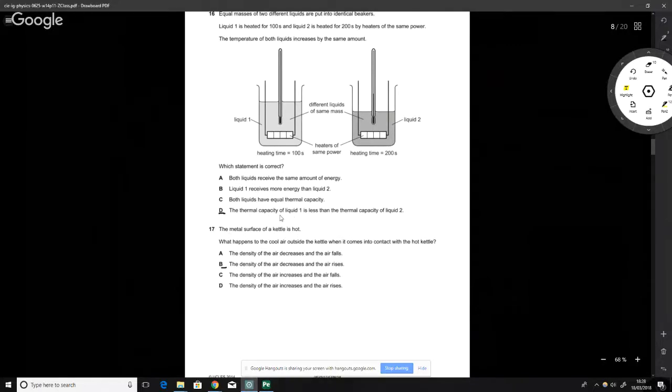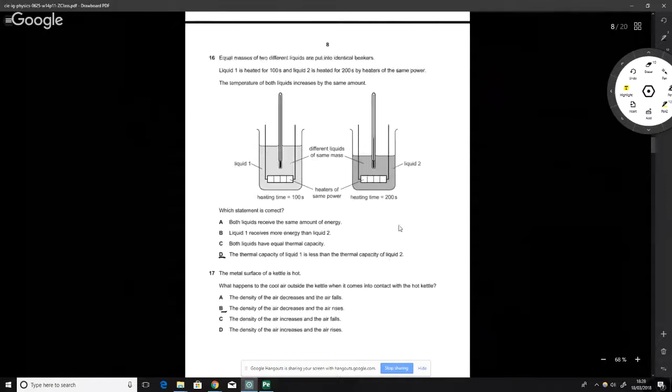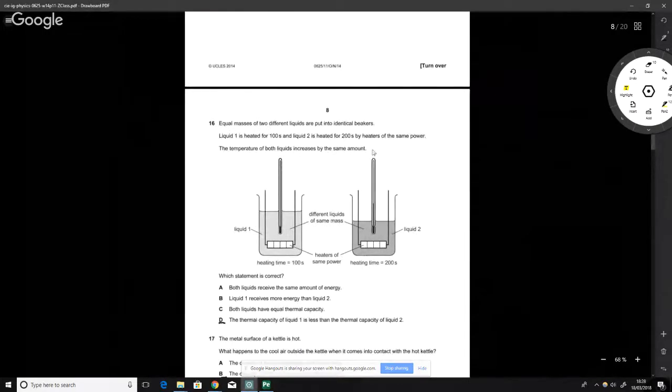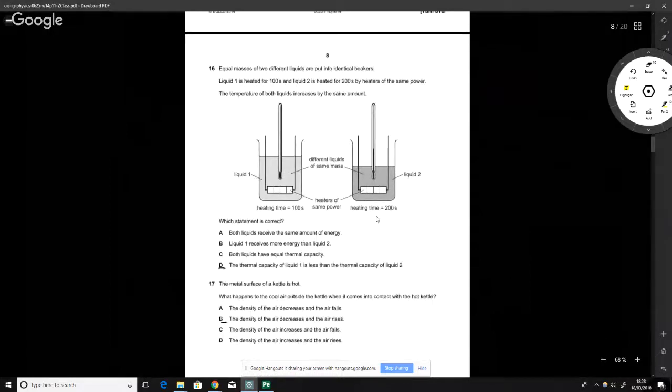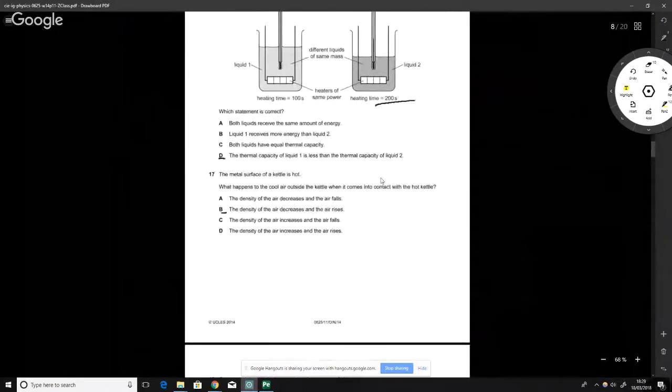The thermal capacity of liquid 1 is less than the thermal capacity of liquid 2 because the temperatures have changed by the same amount, but this one had 2 times the energy put in, so therefore it must have a higher capacity such that the temperature didn't rise as much. All right.